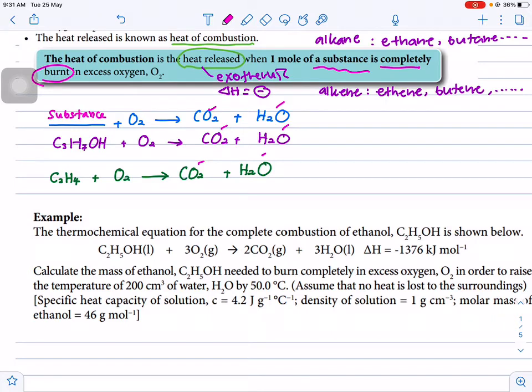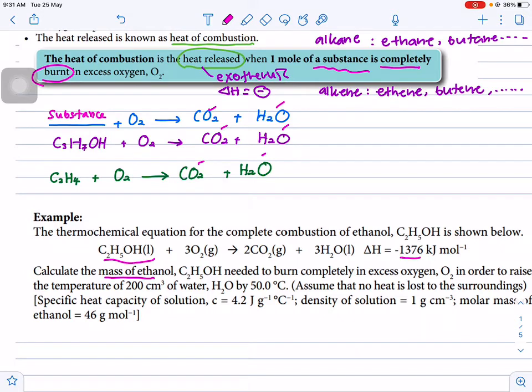So what does it mean by this equation? This is when 1 mole of the ethanol burn in excess oxygen, 1376 kilojoule of heat is released. Okay, this is meant by this thermochemical equation. Calculate the mass of ethanol needed to burn completely.